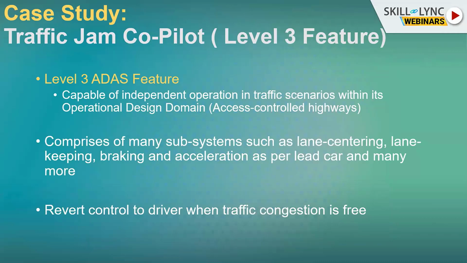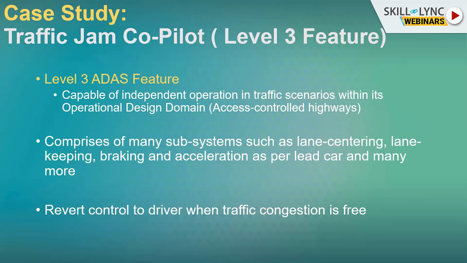Like I mentioned, a traffic jam copilot is a level 3 feature, and it is capable of independent operation in different traffic scenarios. It's mostly on access-controlled highways. In the US, it's the motorways or freeways. In Germany, it's the autobahns. And what we are doing is always utilizing these features from subsystems and always following the lead car, and it's a relief for the driver, at least for the time being, when traffic situations have built up.